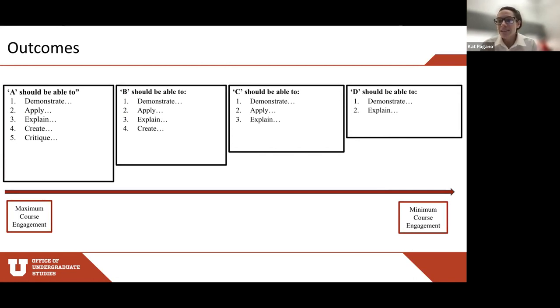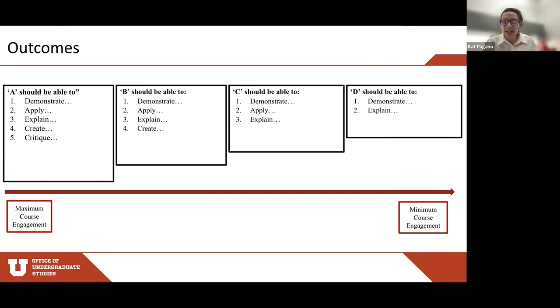But either way, we can still make sure that all of these grades, all of these letters, are tied to outcomes instead of points. What I've demonstrated here is you can see in the A box, there's demonstrate, apply, explain, create, critique. And as we go along the scale, there are fewer learning outcomes that students need to grasp in order to obtain a lower grade.